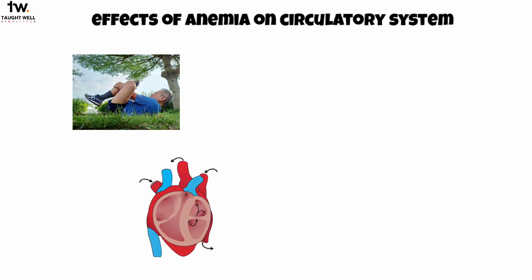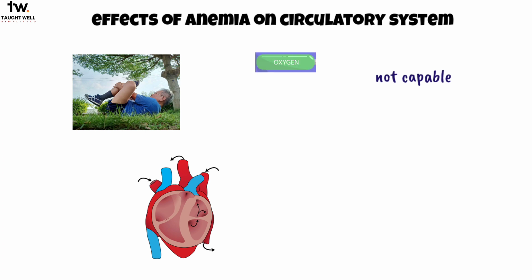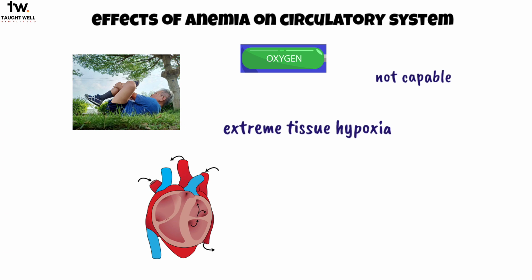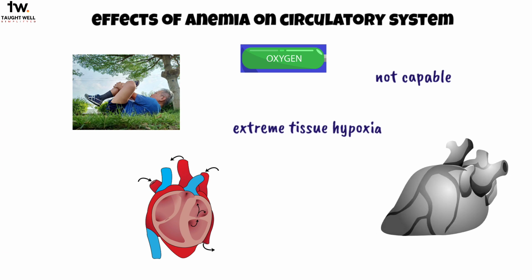During exercise, we know that the heart needs to pump a lot of blood. So, when a person with anemia begins to exercise, the heart is not capable of pumping much greater quantities of blood than it is already pumping. Also, there is increased demand for oxygen during exercise. But in anemia, due to extreme tissue hypoxia, acute cardiac failure may occur.